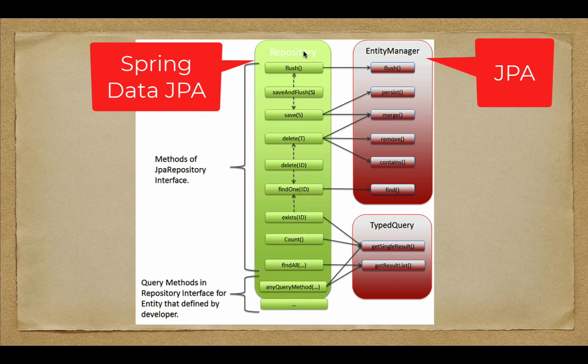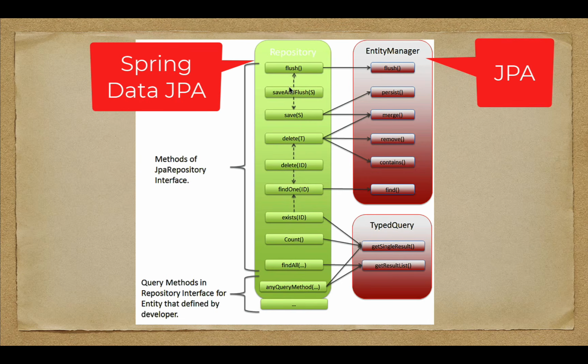Well, basically Spring Data JPA is an abstraction layer on top of Java Persistence API, right? And EntityManager is an interface of Java Persistence API. Spring Data JPA has a JpaRepository interface. It internally uses all the JPA provided methods. For example, this is the JpaRepository interface.